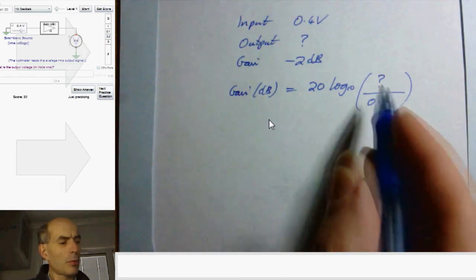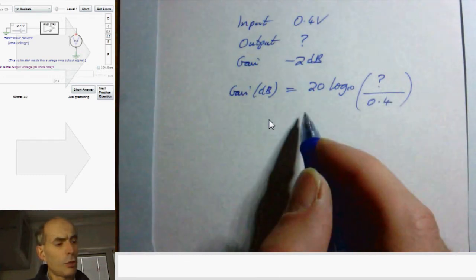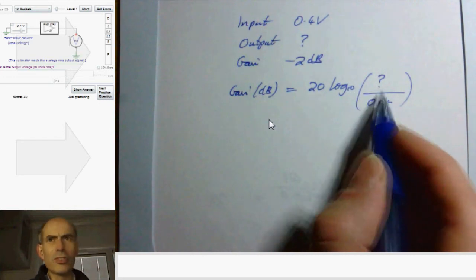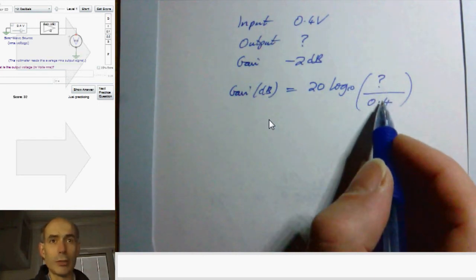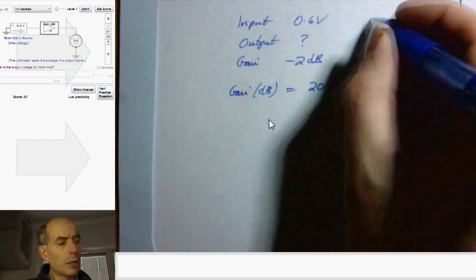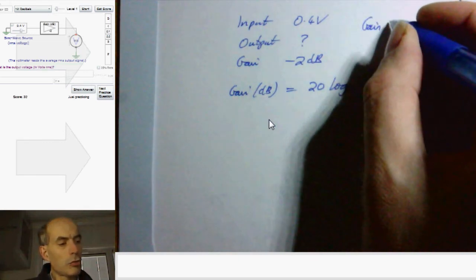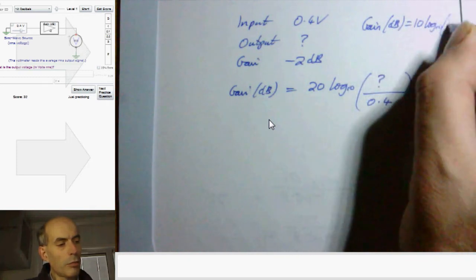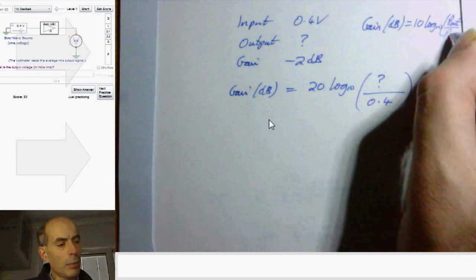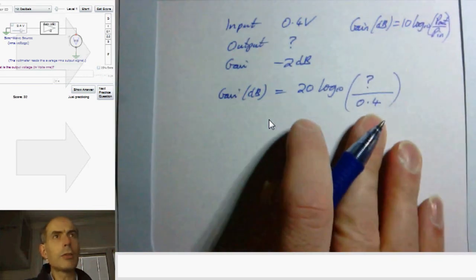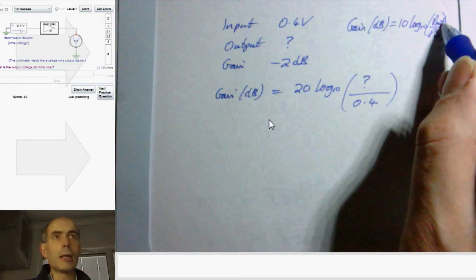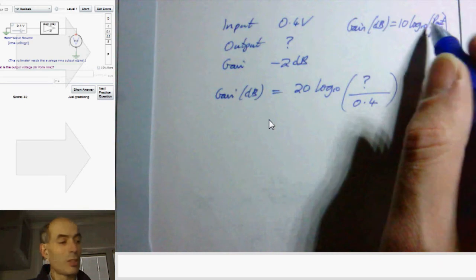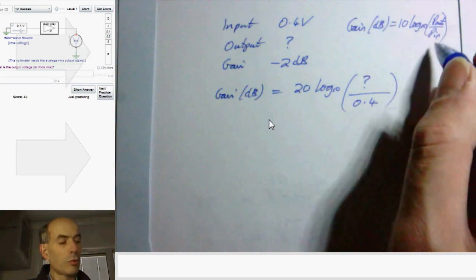And I should point out that this isn't always true. I'm using the formula 20 log 10 of a voltage ratio because the resistance isn't well defined in the question. Strictly speaking, gain in dB should be 10 log 10 of the power out divided by the power in. But in cases like this, it's difficult to define a power in and a power out, so we just assume that the voltage is proportional to the square root of the power.